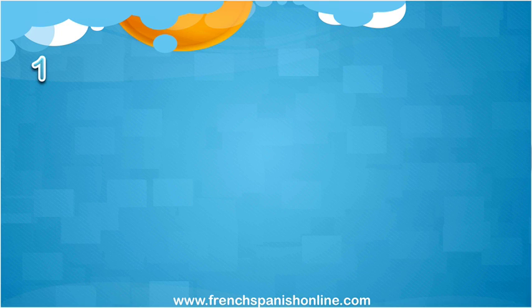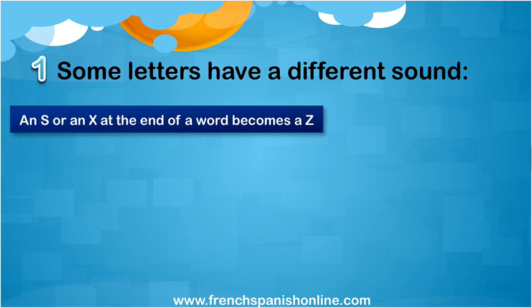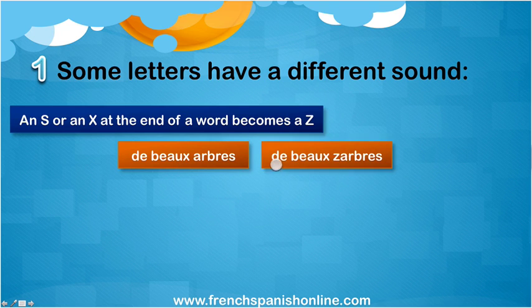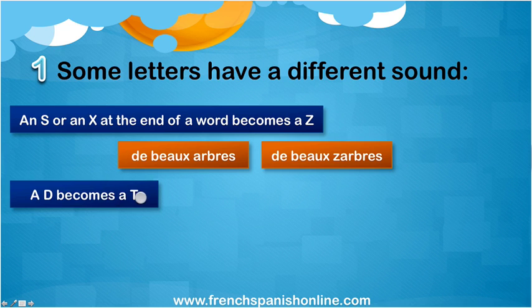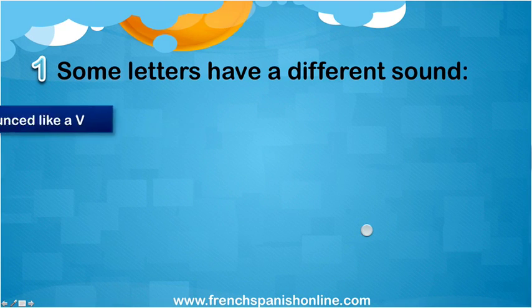First, we are going to see some changes. Actually, when you link words in French, some letters have a different sound. For example, an S or an X at the end of the word becomes a Z. With this example, beautiful trees, here we have an X, and to make our liaison, it's like a Z, de beaux arbres. The letter D becomes a T, a great friend, un grand ami, like if it was the letter T, un grand ami.